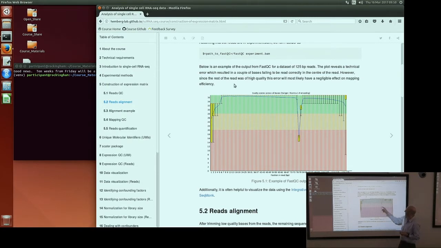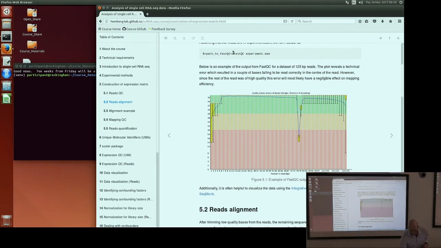For some reason, there is a drop in quality in the middle of the reads. We don't really know why that is. However, it's very unlikely that this is going to have a major effect on the mapping. So we make a note of this, and we just proceed with this data, because over 100 of the bases seem to have high quality, so that should ensure good alignment.